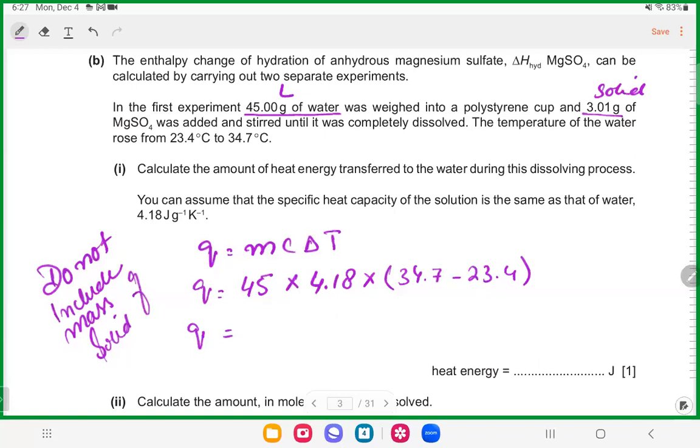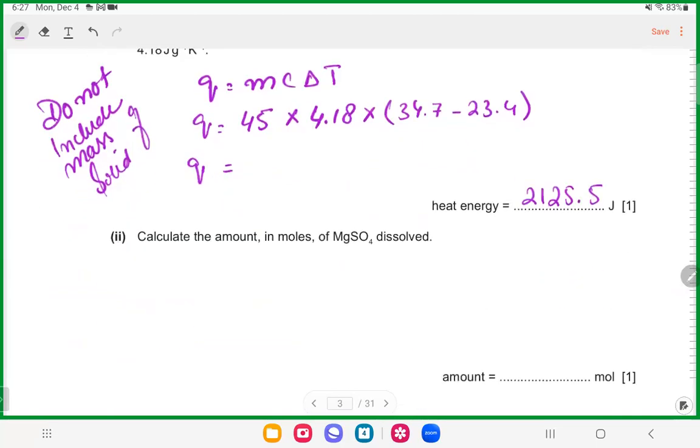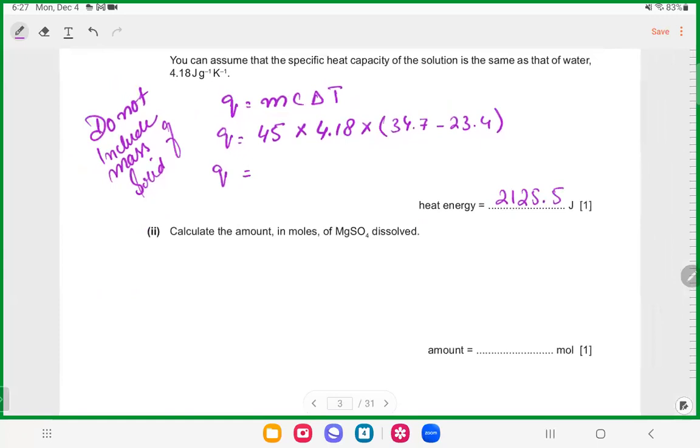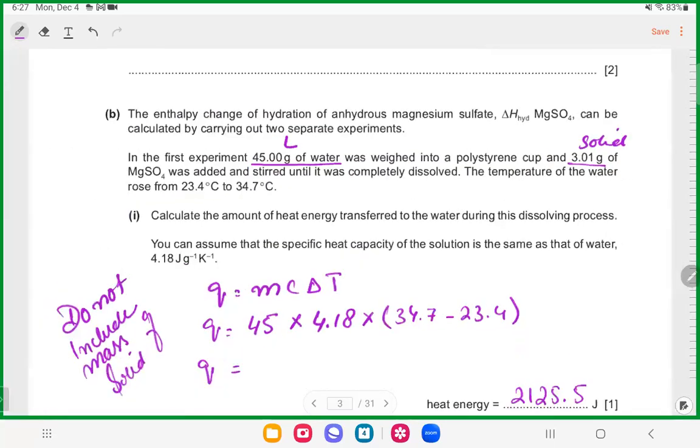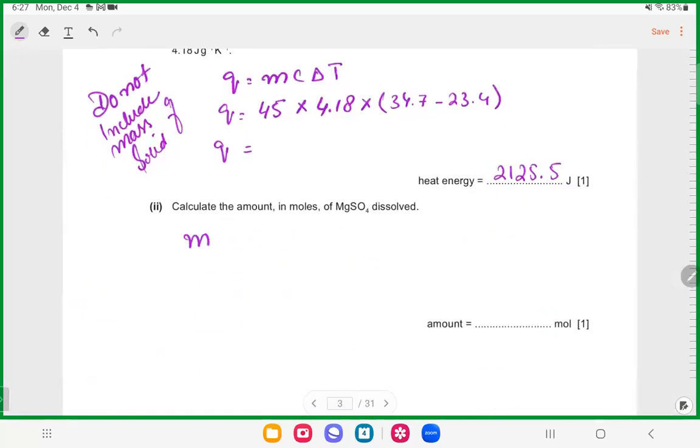Just 45 into 4.18 into 34.7 minus 23.4. 2125.5. Yeah, that's the right answer because the value is in joules. Whenever you apply Q is equal to mc delta T, the value is always in thousands, mostly in thousands. Calculate the amount in moles of magnesium sulfate. Now, the mass of magnesium sulfate is 3.01. So m is 3.01 grams.